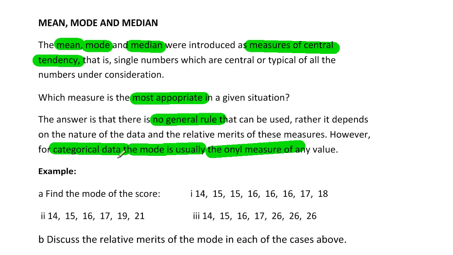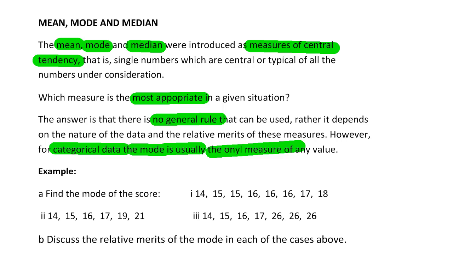Now remember, categorical data is data such as colour of eyes. So you might find 5 people in the class had blue eyes and 3 people had brown. So you may be able to find the most frequent score. In that case, it might be blue eyes.